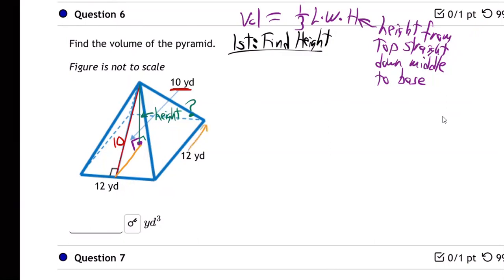If the whole edge is 12, then this little piece here must be 6, right? Because it goes out to the middle of the pyramid. You see how that must be 6? It's half of the 12. Because why? How do you know? Because it goes to the very middle of the pyramid.